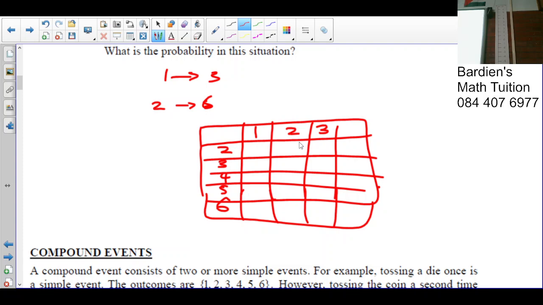So here you're going to have 1 and 2. Here, 2 and 2. Here, 3 and 2. Can you see that? Then 1 and 3, 2 and 3, 3 and 3, and so on. Yes, the numbers on top are the outcomes of event A, and here are the outcomes of event B, or the first event and the second event. That's it.